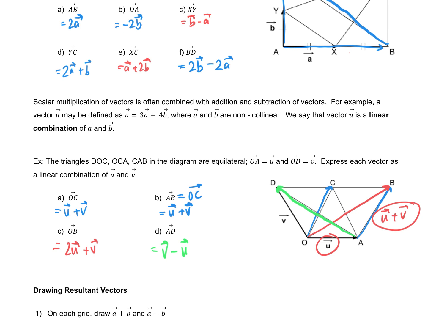So that's it for our vector addition and subtraction. As I said, the key is looking at how your vectors are arranged. Are they head to tail? Are they tail to tail? Is it addition? Is it subtraction? Where is the resultant vector starting, to make sure you get the correct combination and the correct visualization.